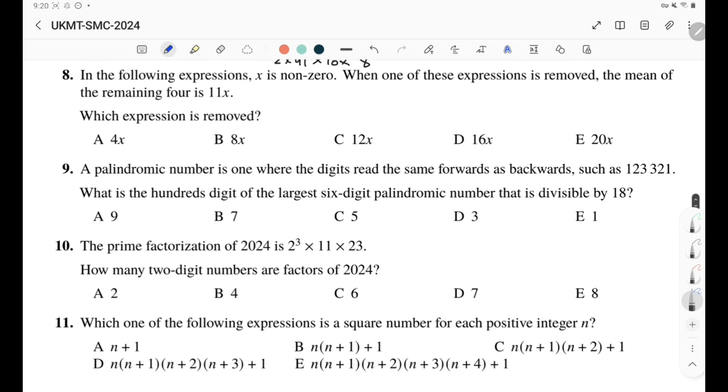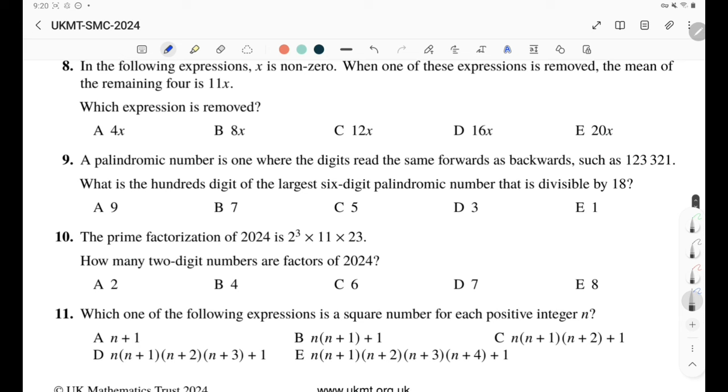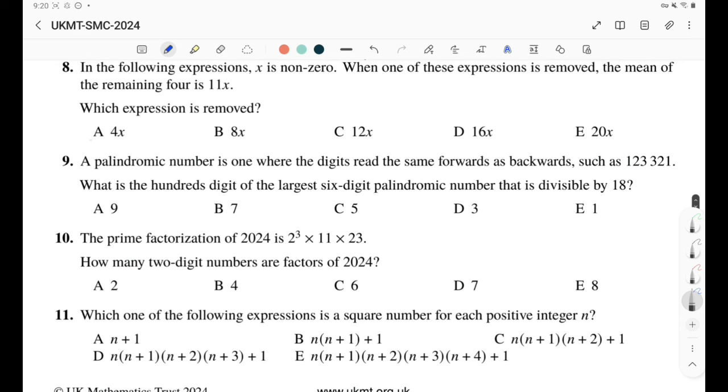Okay, let's move on. In the following expressions, we have 5 ones. X is a non-zero number. They're telling us when one of these expressions is removed, the mean of the remaining 4 is 11x. And what is the expression that's removed?